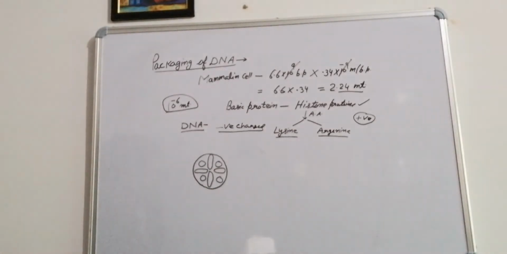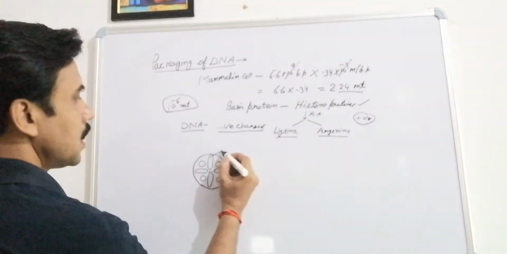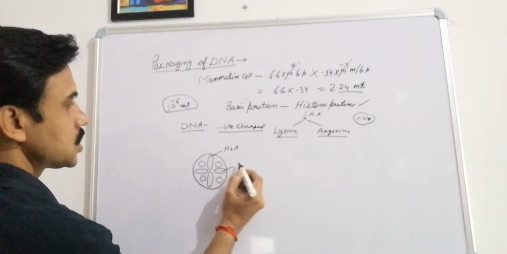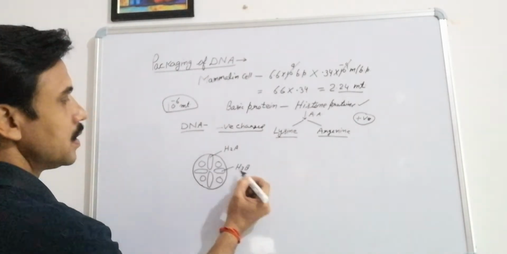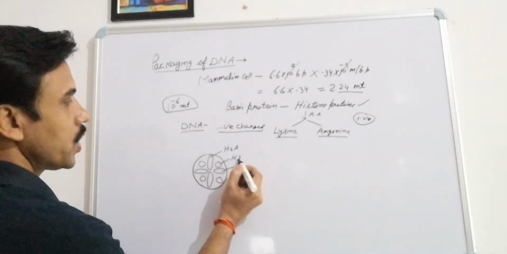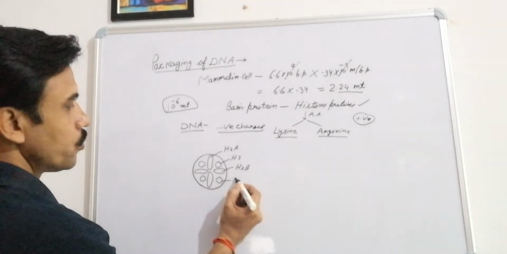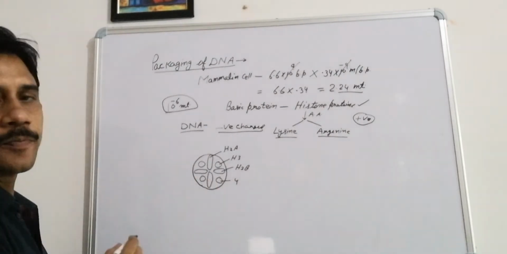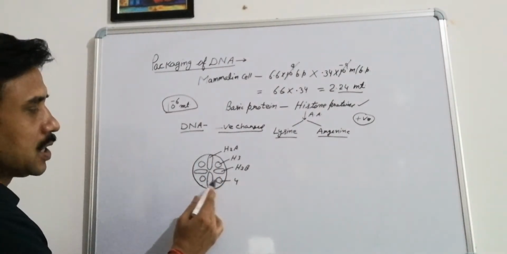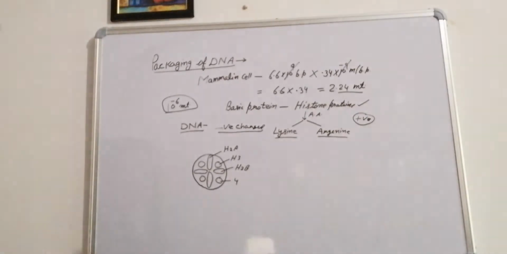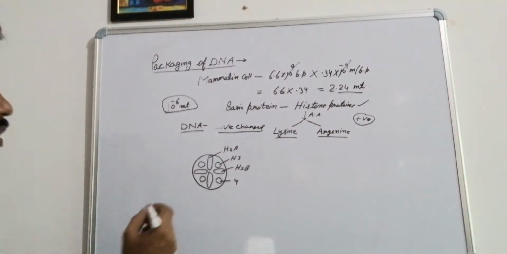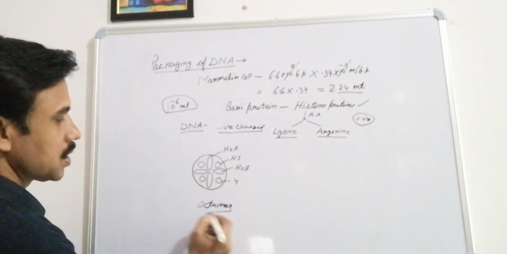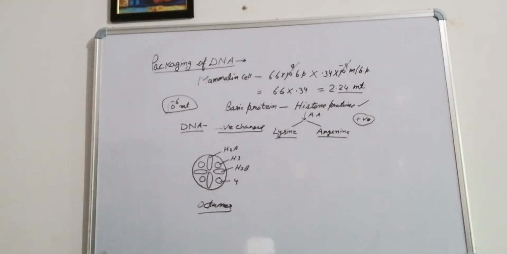We label them as H2A, H2B, H3 and H4. That means two molecules of H2A, two molecules of H2B, two molecules of H3 and two molecules of H4 come together and form an octamer. This is called an octamer: 8 molecules of these histone proteins grouping together.